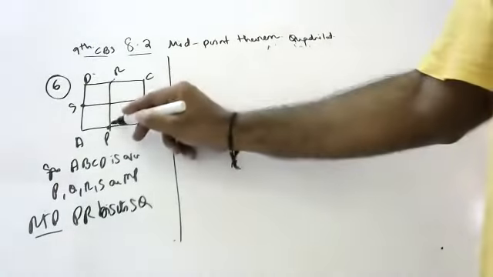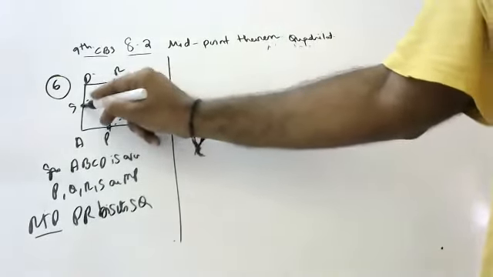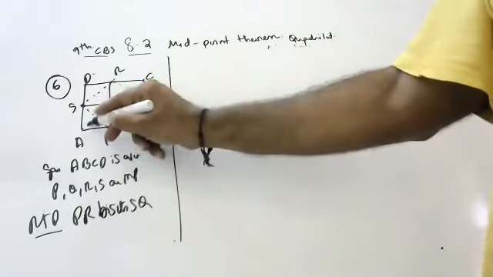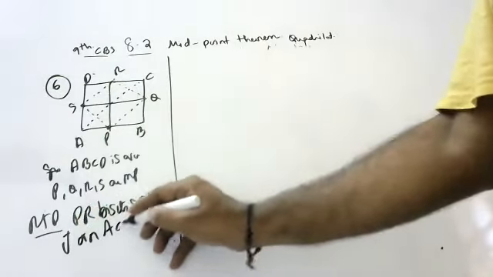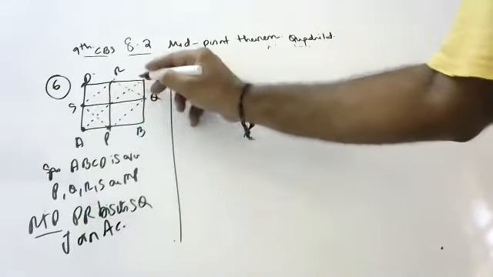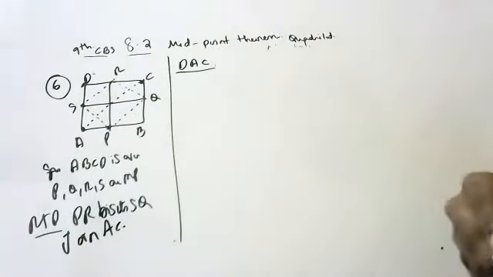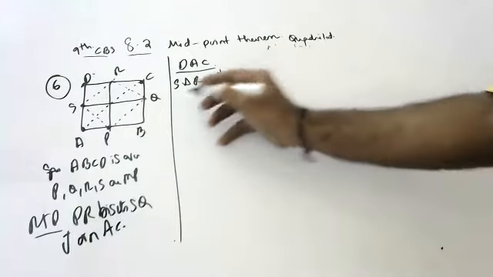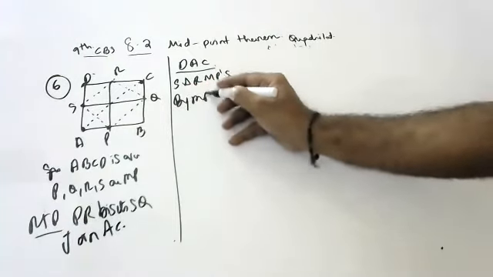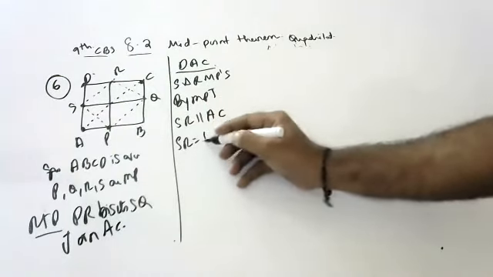Okay, so children, what I will do is join AC. Can anyone say something about triangle DAC, children? In DAC, S and R are midpoints. By the midpoint theorem, SR is parallel to AC. SR is half of AC.